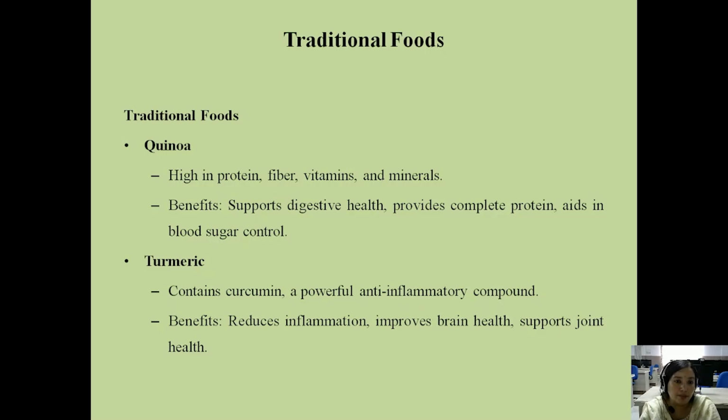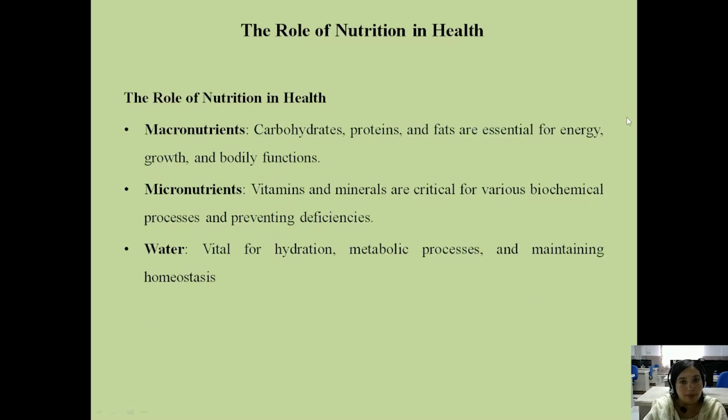And turmeric contains curcumin, a powerful anti-inflammatory compound. Properties and benefits: it reduces inflammation, improves your brain health, and supports joint health as well. Turmeric contains curcumin, a powerful anti-inflammatory compound. It reduces your inflammation, improves your brain health, and supports your joint health.